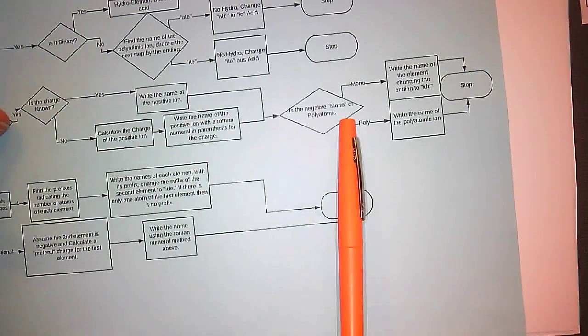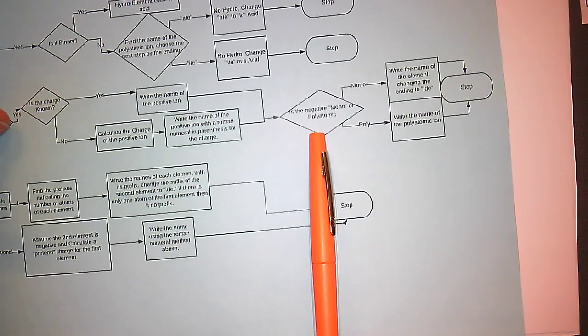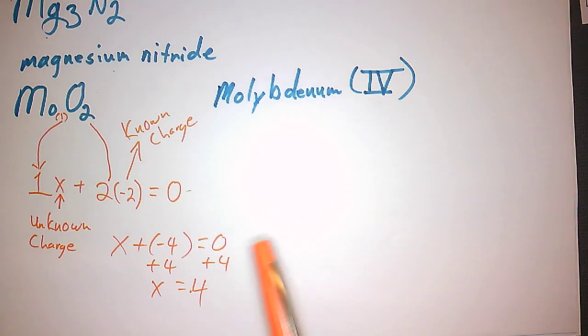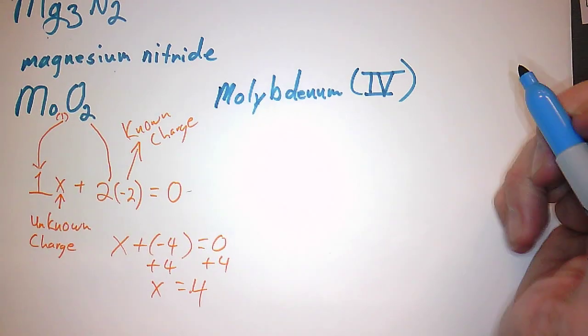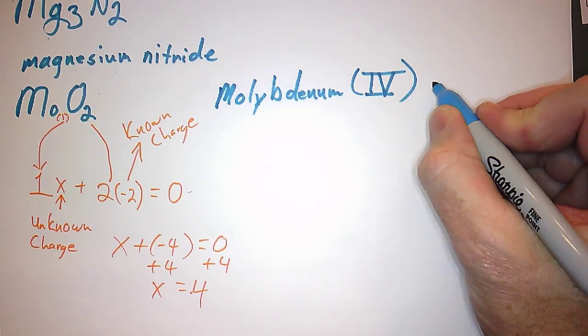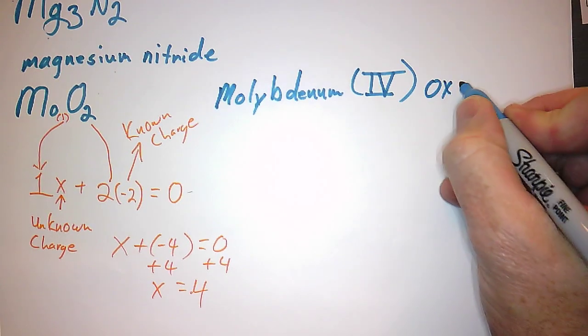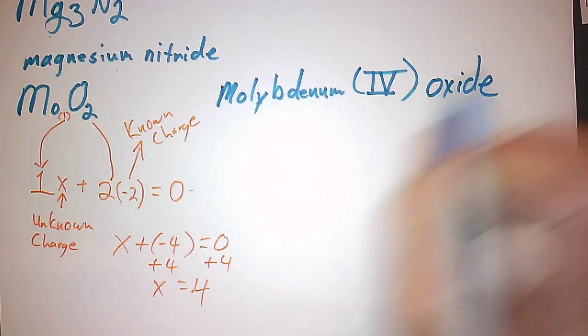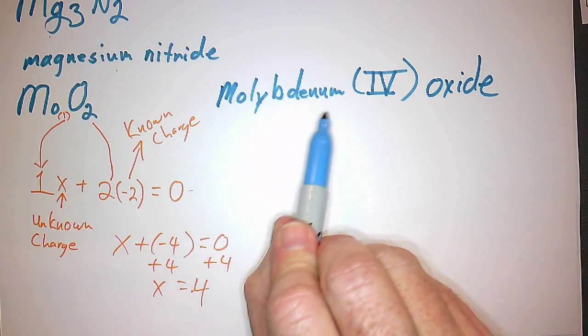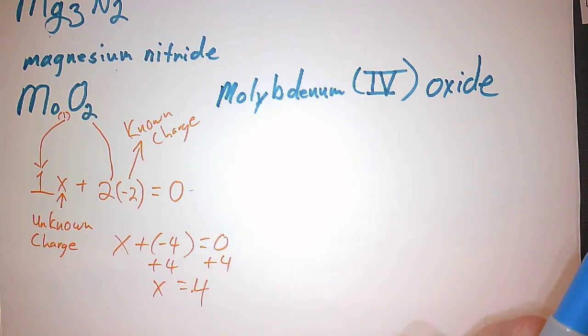Is the negative ion mono or polyatomic? Mono, it's just oxygen, right? Okay, and so how do we write the name of oxygen? Oxide, very good. So the way I would say this would be molybdenum IV oxide. Molybdenum, I think it's an element that's added to steel to give certain qualities. I think it makes it harder and more rust resistant, I believe. I don't know.